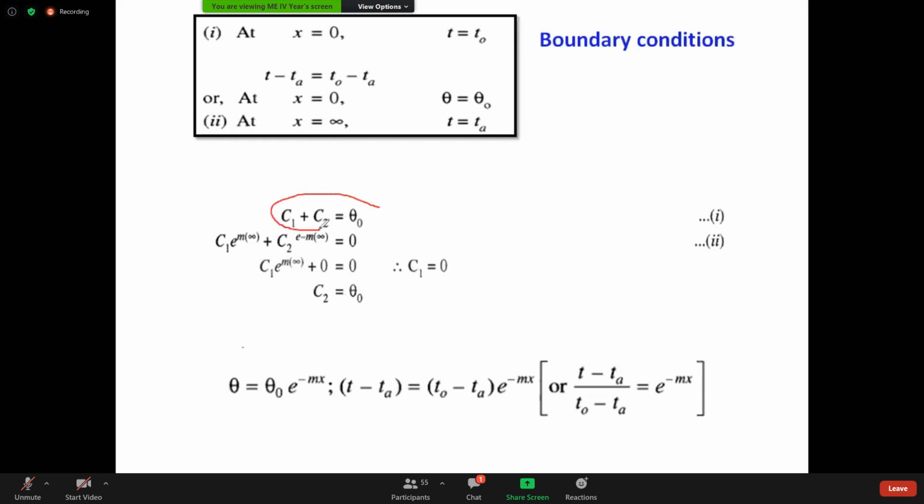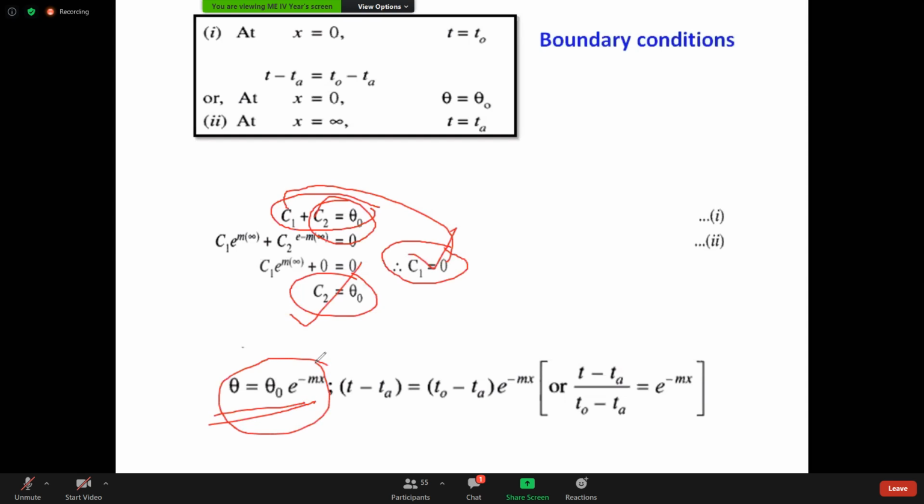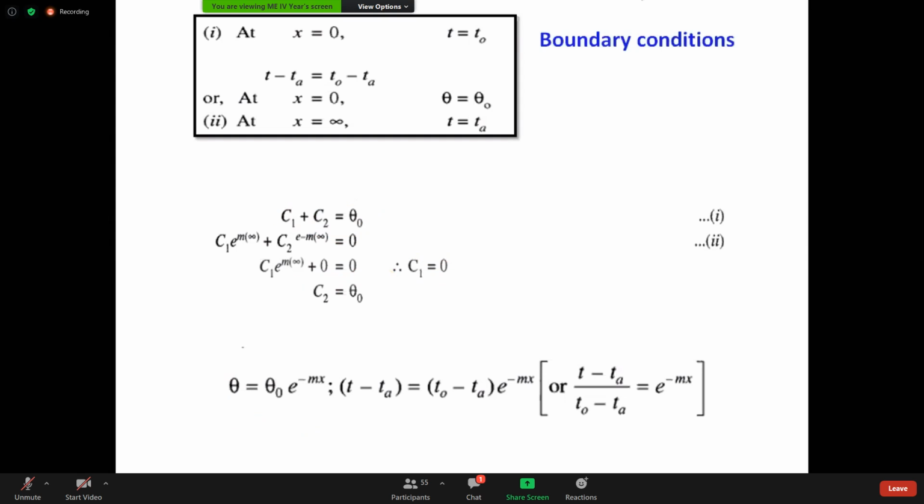Using first boundary condition, this is the thing. Second boundary condition, I got C1 is equal to 0. If I substitute this C1 here, I'll get C2. That C2 is this. I know both C1 and C2, so that I can calculate this. How did you get this? That's important. So here I can go back to that slide. C1 is equal to 0, C2 is equal to theta naught.